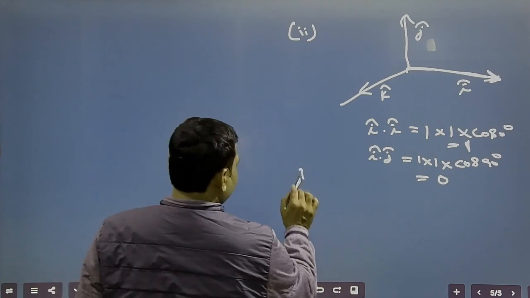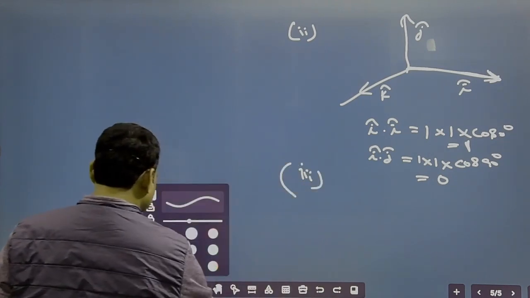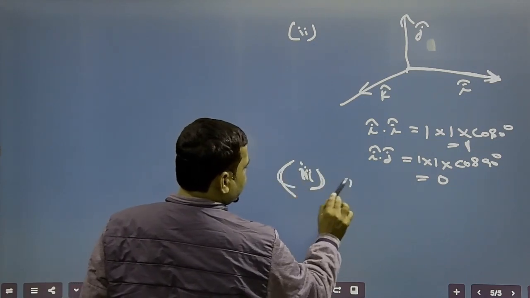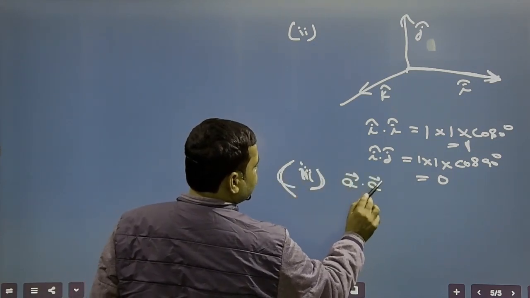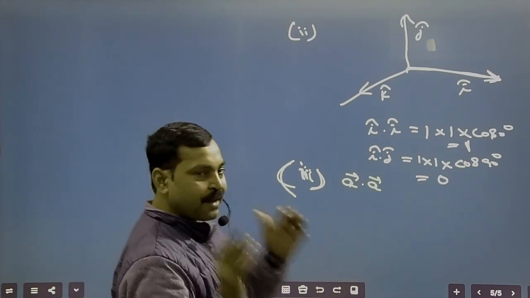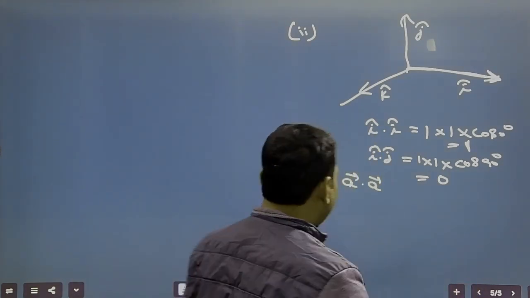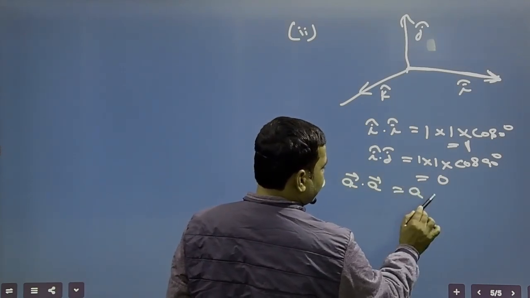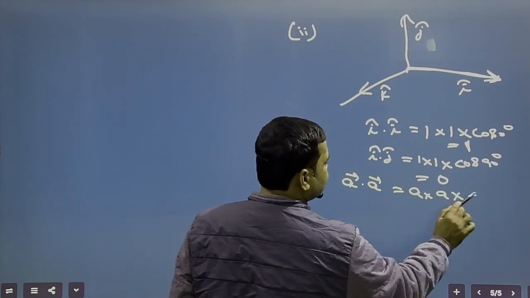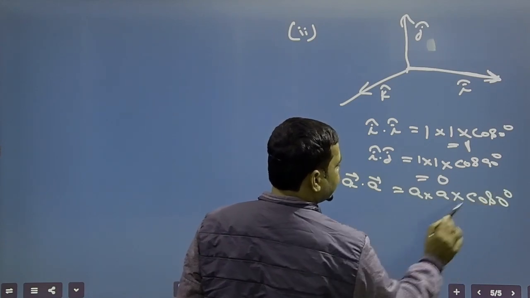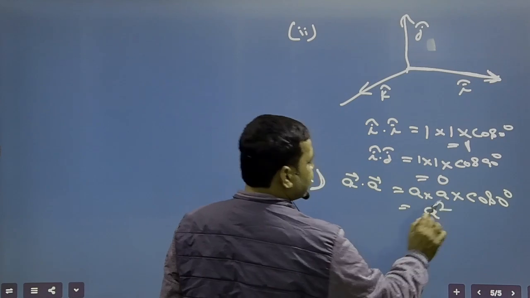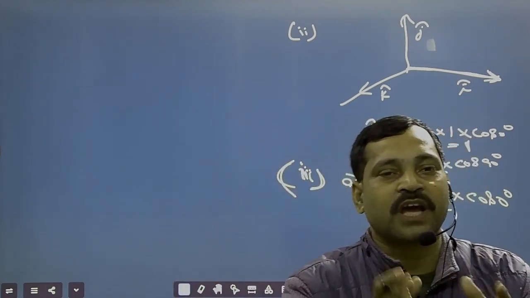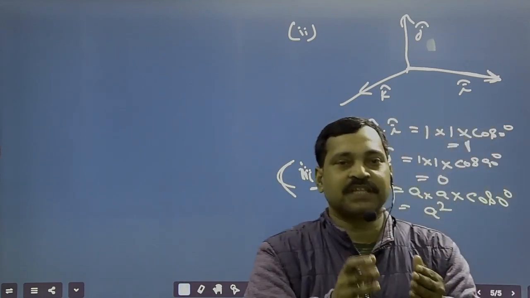Third property is here: any vector, if we are finding the dot product of two same vectors, then what will it come to? The magnitude of A will be A and the magnitude of A will be A, and the angle between them is 0 degree. So this is cos 0 degree. So we can say this will come as A square, right? So the dot product of two similar vectors will be the square of that vector's magnitude.